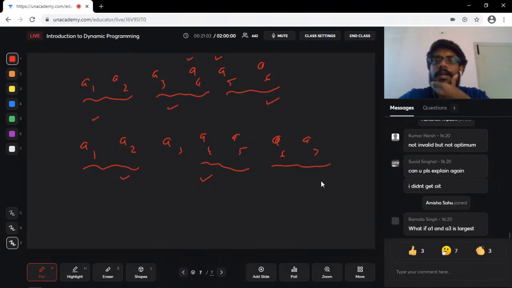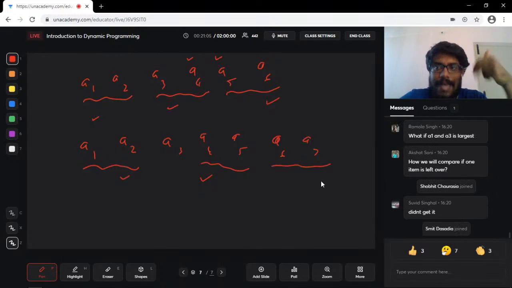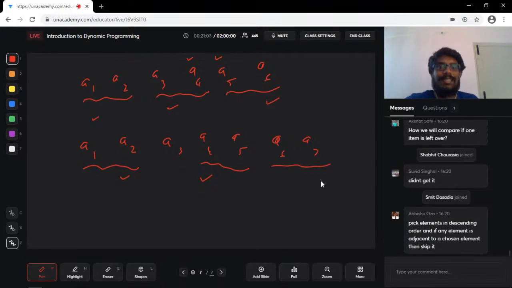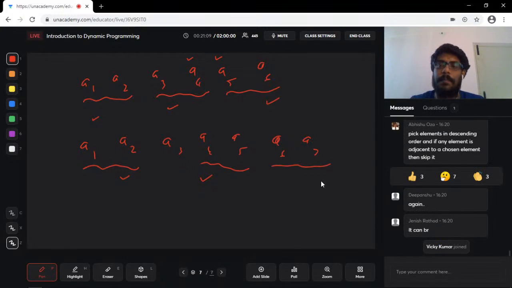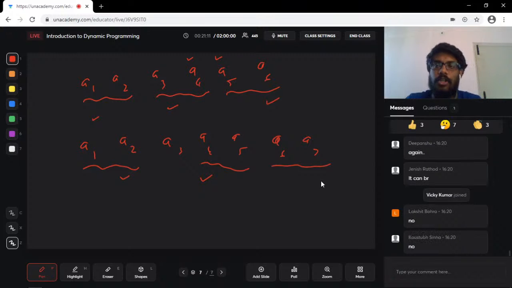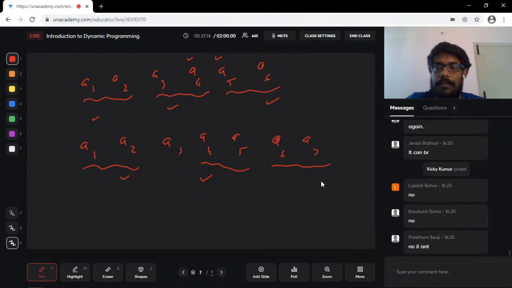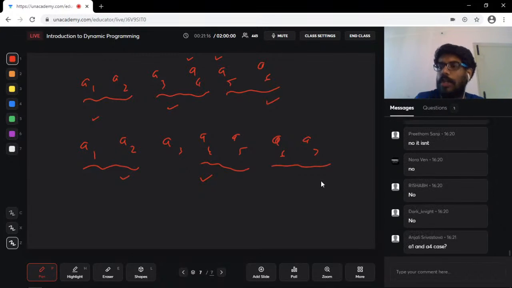That's a good step. But the next question is, it is a valid subset, but is it an optimal subset? Is it the subset which gives us the maximum sum? Is it always going to give the maximum sum? Again, the same question. If not, give me a counterexample. Give me an array where this solution fails.